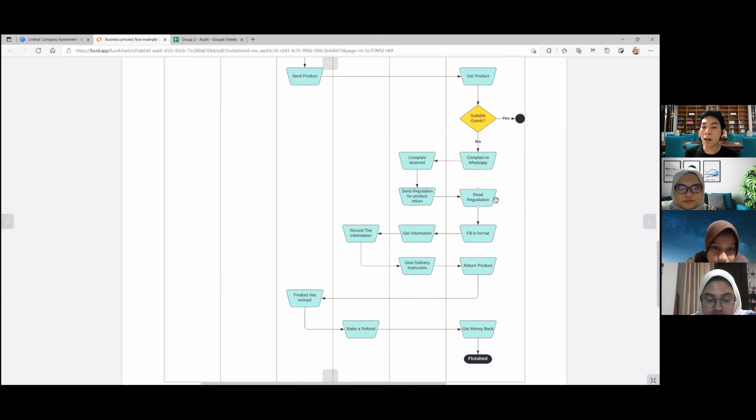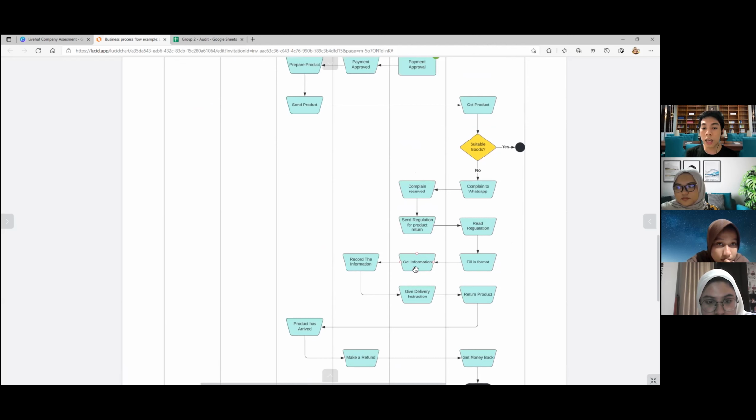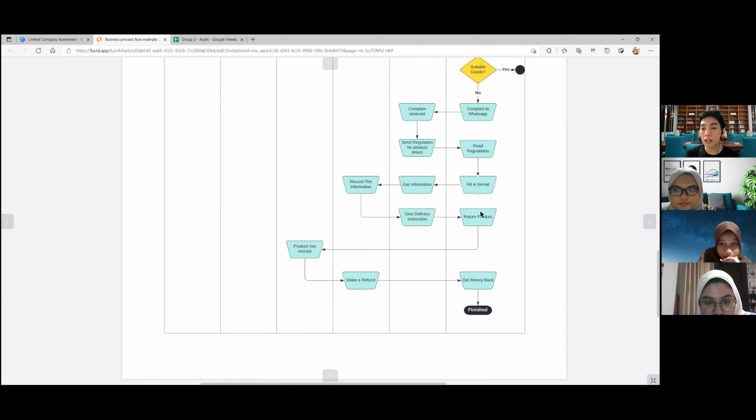Then the customer reads the regulations. After reading the regulations, the next step is to fill in a format with the name, phone number, address, and the product the customer already bought before. Then sales gets the information. After getting the information, finance records the information related to the money. After that, they give delivery instructions to the customer to return the product.